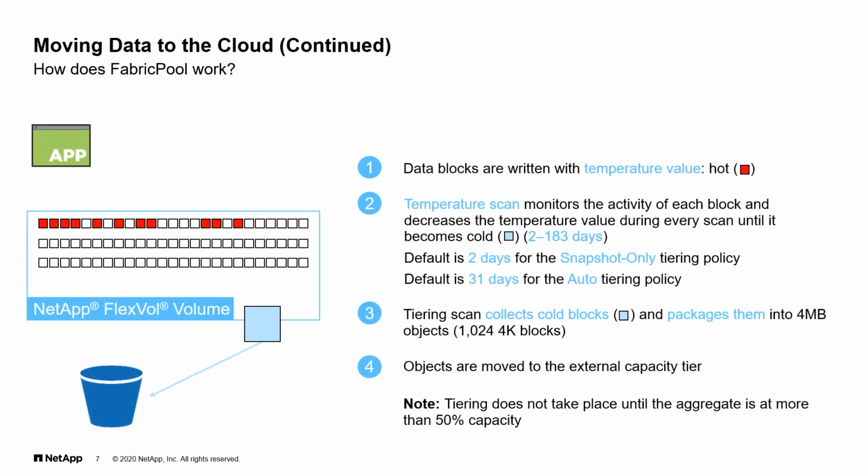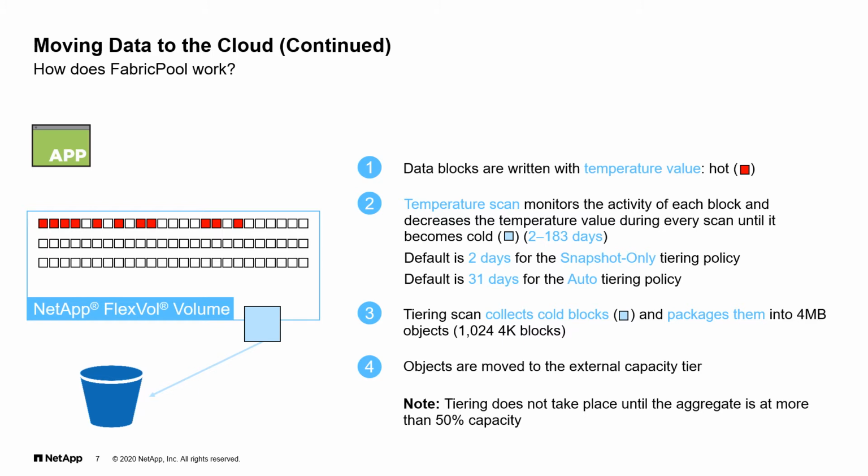Here you can see a typical auto deployment. As data blocks are written, they are marked as hot. A temperature scan process runs regularly, and using a configurable number of days then decreases the temperature value of the relevant blocks over time until they become cold. The tiering scan process is also running in the background to collect up groups of the 4K blocks and package them up into 4 MB objects. Finally, these objects are moved to the capacity tier.